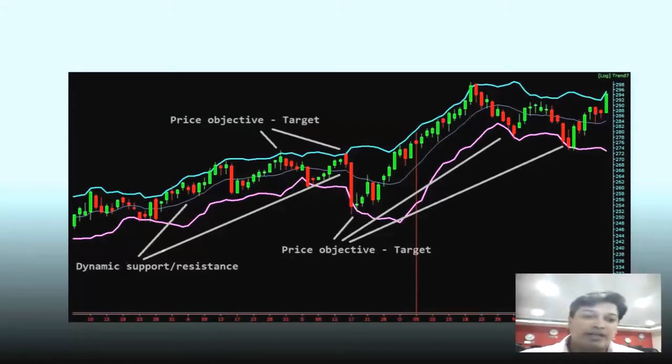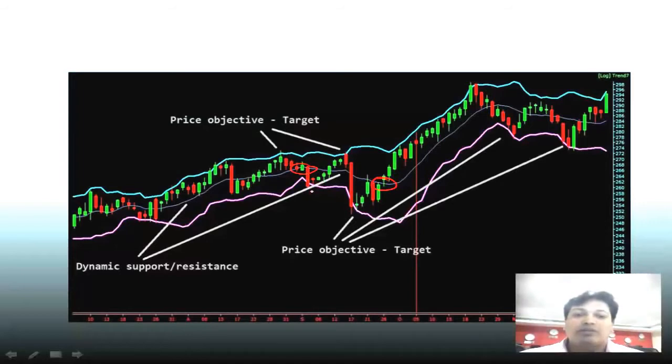So let's look at it in action. These are the moving averages. This is the upper band, this is the lower band, this is the price. Moving averages work like dynamic support and resistance zones. Every time the price is moving from the lower side of the band to the upper side, this acts like a resistance. This acts like a support. Support is broken, price comes down. Resistance is broken, price goes up. So every time you take a trade here, this is going to be a price objective.